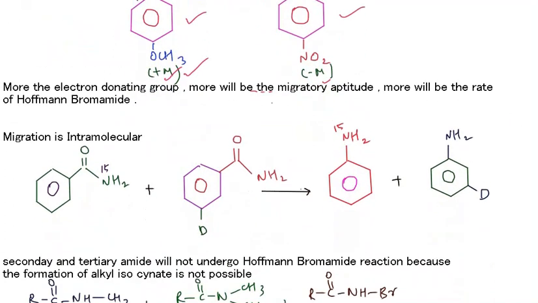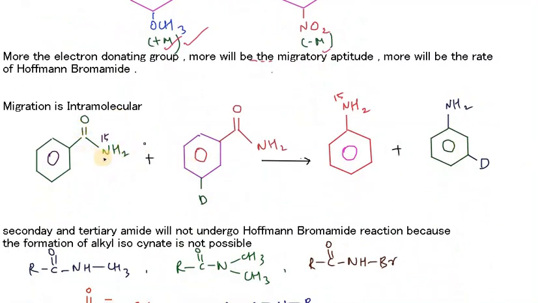The migration is intramolecular. We know all the migration occurs intramolecularly. So let's say this molecule and this molecule together are put into Hoffmann bromamide degradation. We will see that the carbonyl group is removed, and it doesn't get affected by the outer surroundings. The amines form separately, so by putting in an isotope and checking, we can see the mechanism. So yes, it is totally intramolecular.